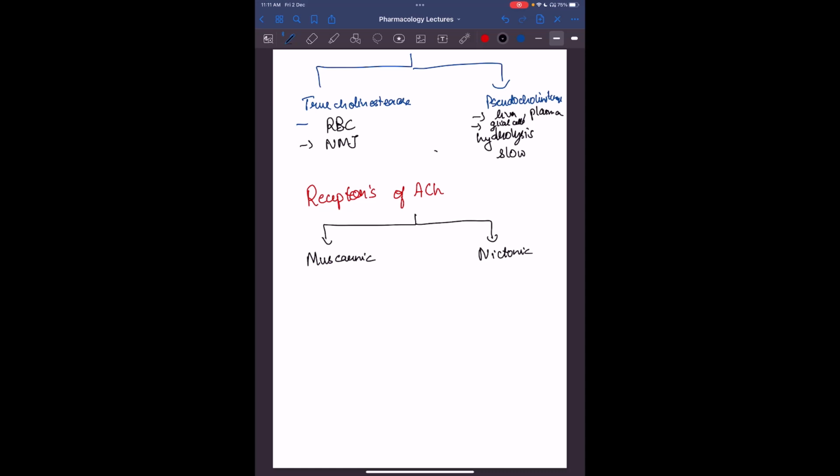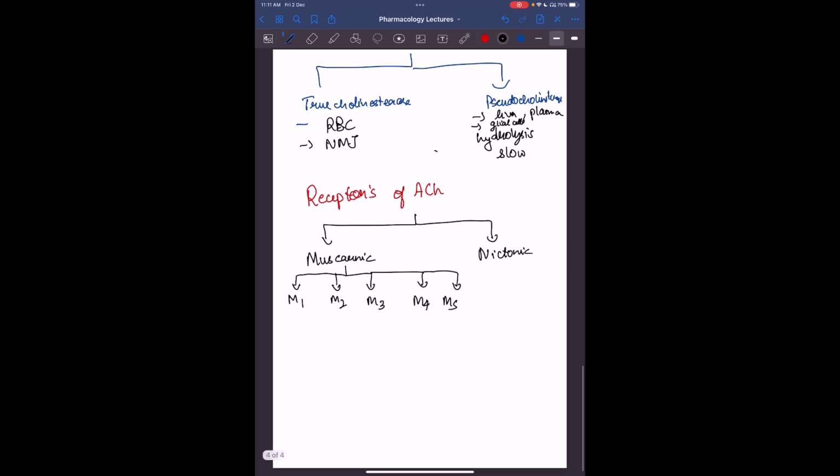Okay, so let's classify muscarinic receptors. Muscarinic receptors are of five types: M1, M2, M3, M4, and M5.